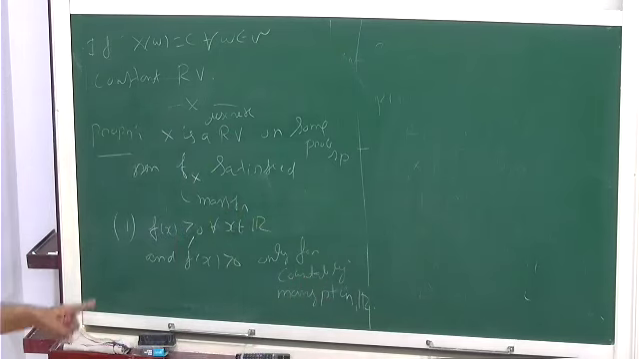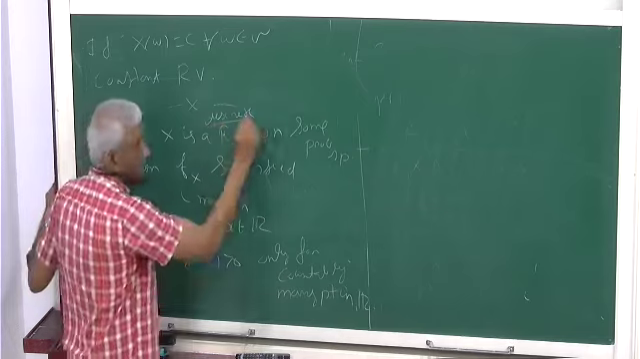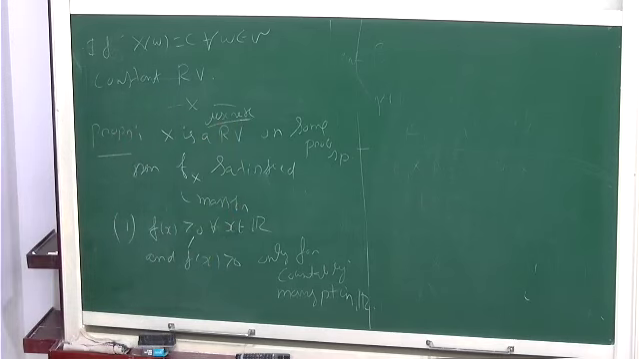Why? Because the range is only countably many. Only on those x_i it can be greater than 0, strictly greater than 0. It can also be 0. So there are only countably many. This is a discrete random variable, and for a discrete random variable, this is true.